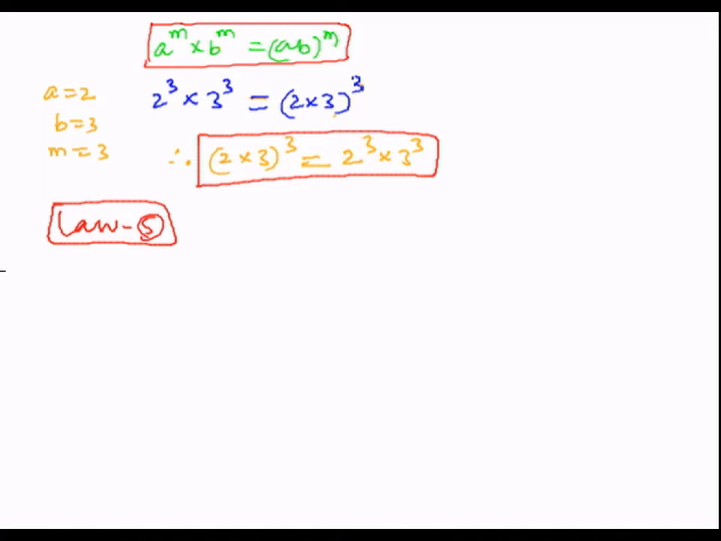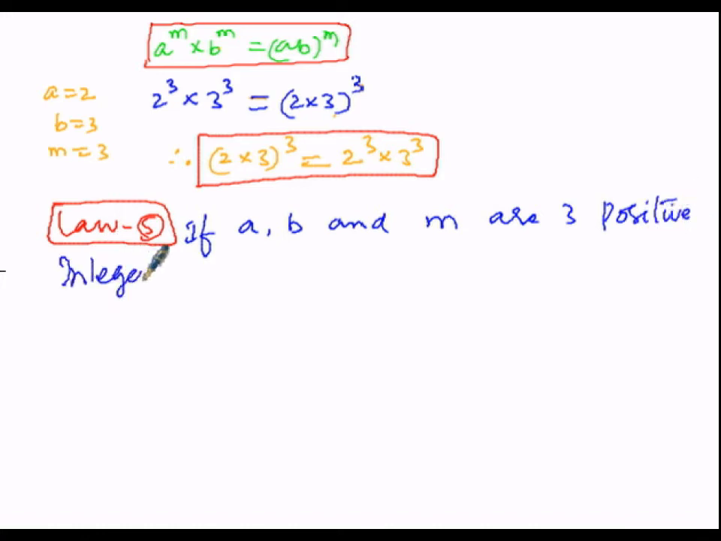If a, b, and m are 3 positive integers, then we have (a/b)^m can be written as, so m is applicable for both the numerator and the denominator.